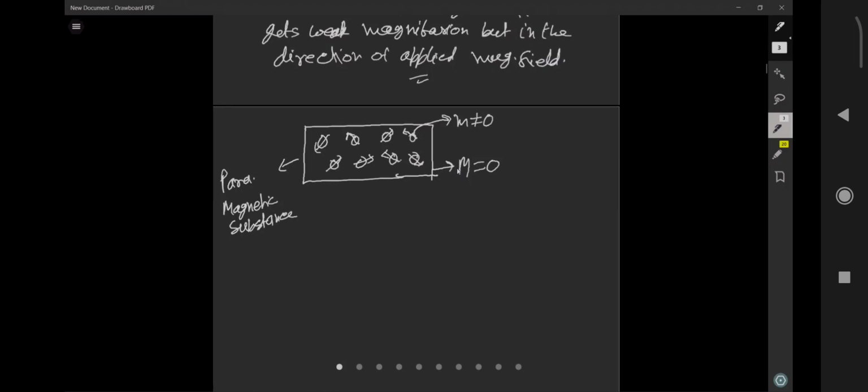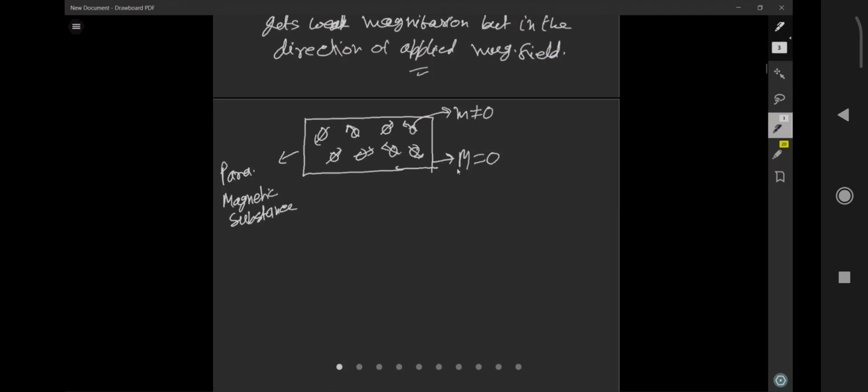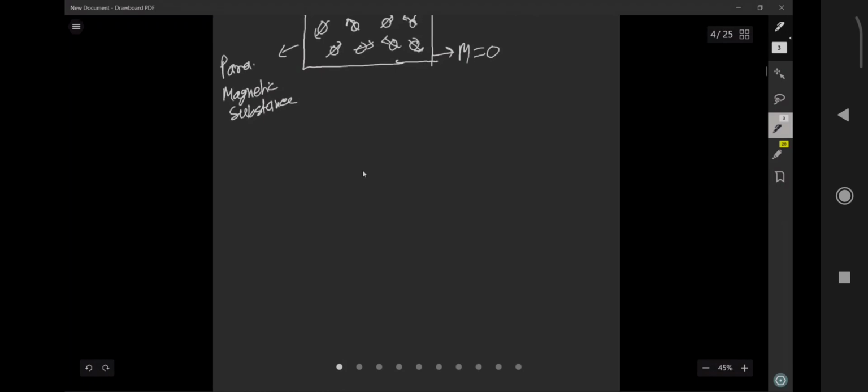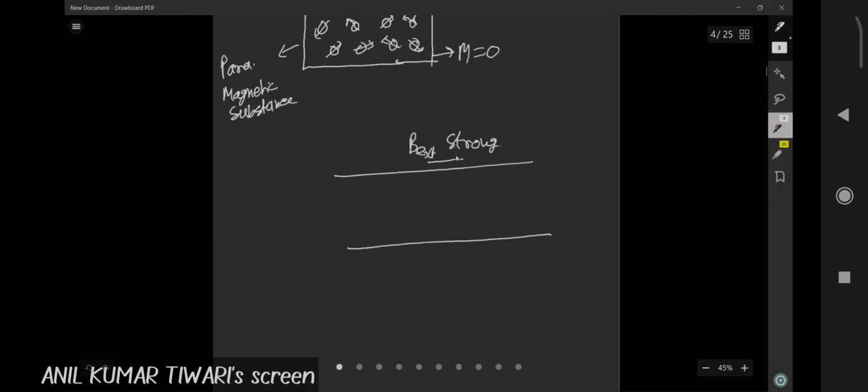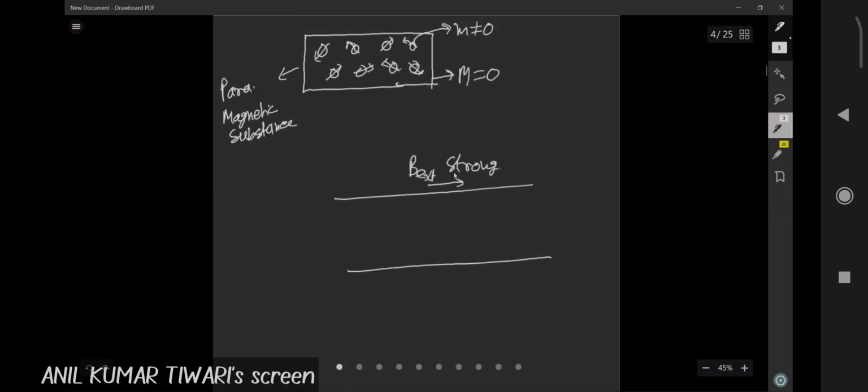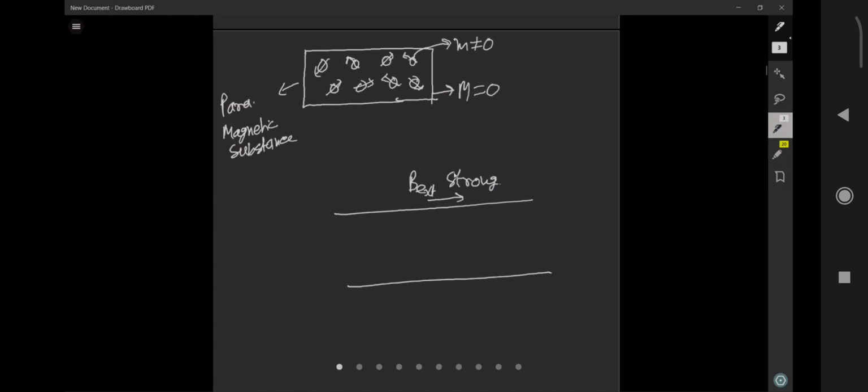Now, when it is going to be placed in a strong magnetic field, what will happen? Quickly. Any idea?